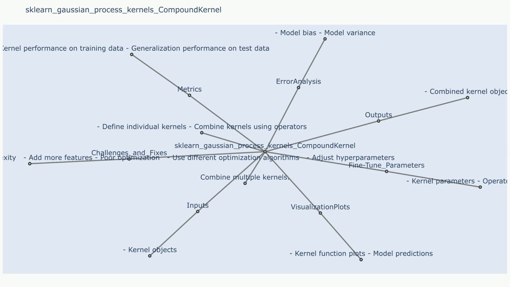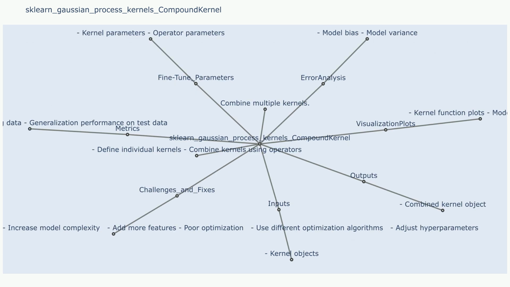Challenge 2. Choosing the right kernel combination. Selecting the appropriate kernels and weights for the compound kernel can be challenging. A poorly chosen kernel combination can lead to a model that does not capture the true relationship between the input features and the target variable.